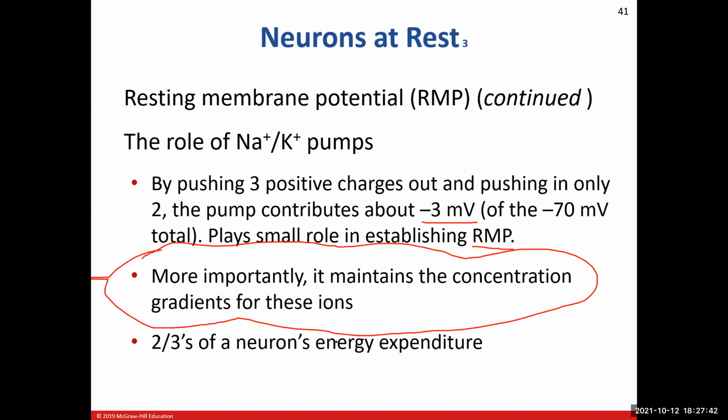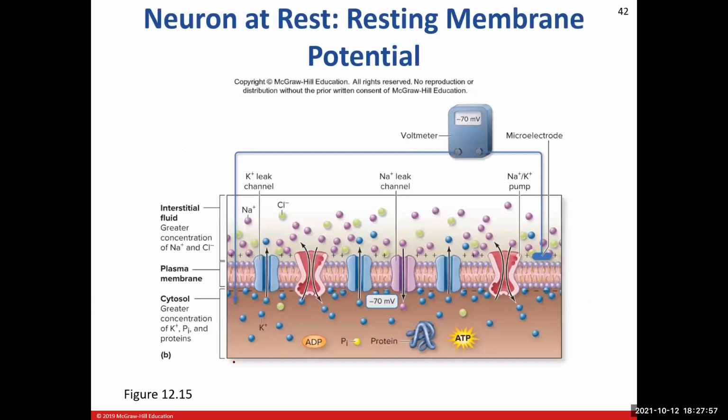And in fact, it plays such a big role in that. Check it out, 66% of a neuron's energy expenditure comes from just the operation of these pumps. 66%, or 2/3 of a neuron's energy expenditure comes from these pumps. So that's pretty important. So they play a big role.